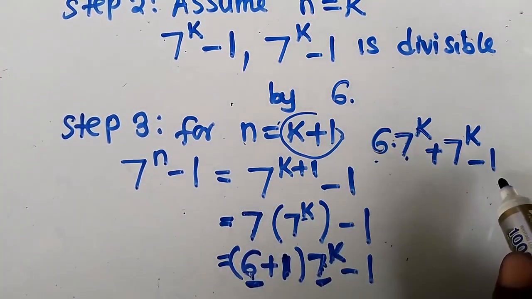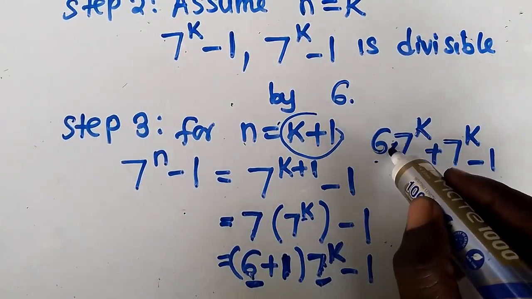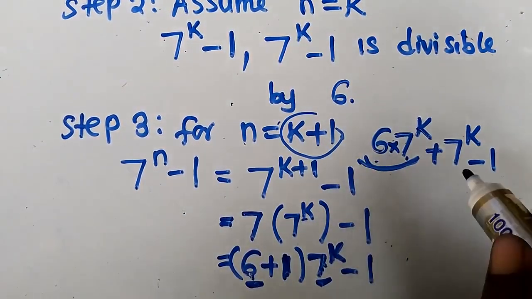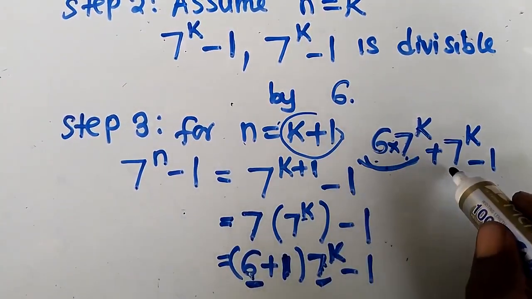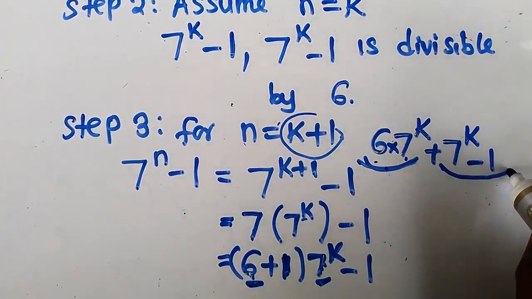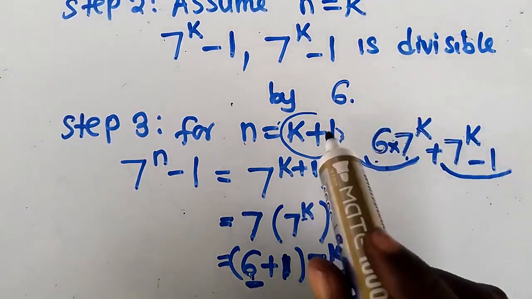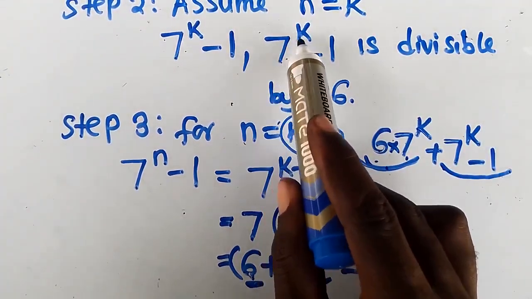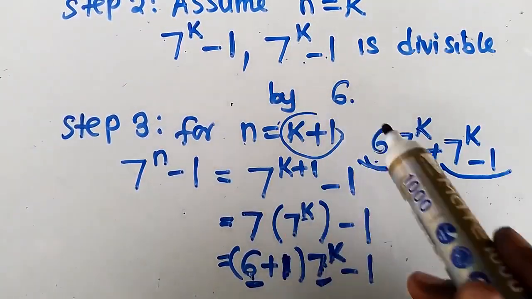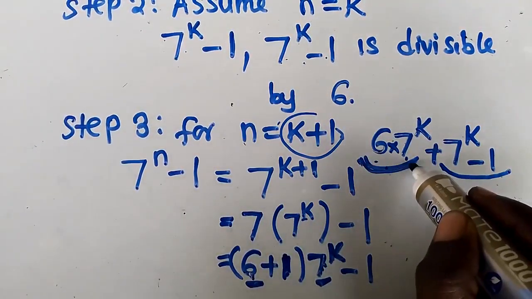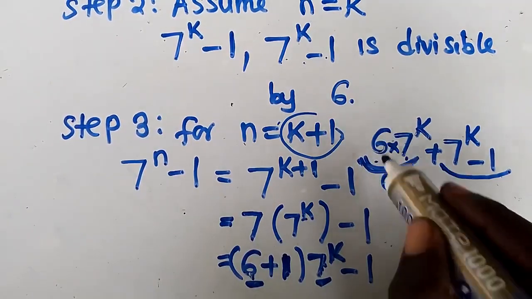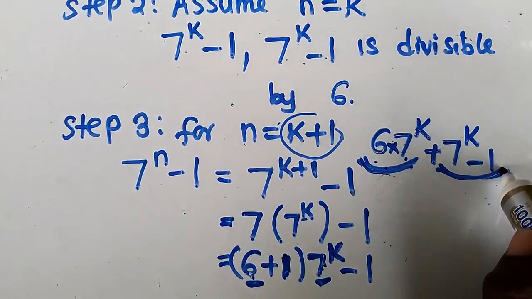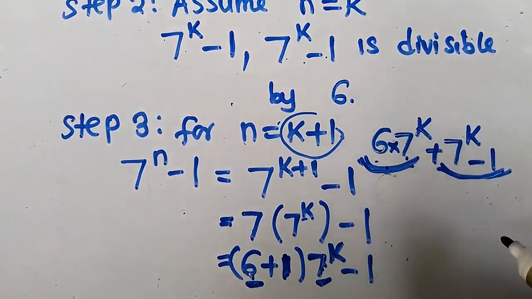So I've got two expressions here. This one, 6 times 7^k, is divisible by 6. Also this other one, 7^k minus 1, is divisible by 6 by assumption. Here I just assumed that 7 to the power k minus 1 is divisible by 6. So even this one is also divisible by 6 by assumption.